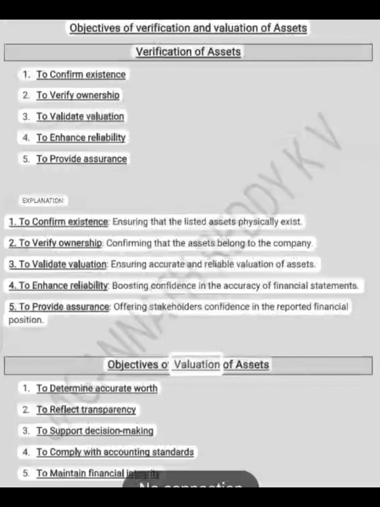Objectives of valuation of assets. 1. To determine accurate worth. 2. To reflect transparency. 3. To support decision-making. 4. To comply with accounting standards. 5. To maintain financial integrity.